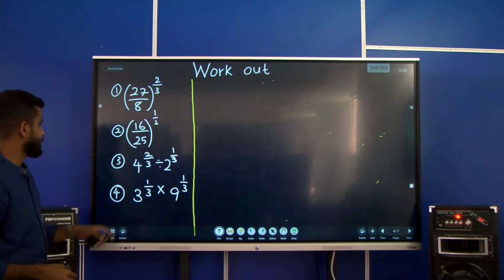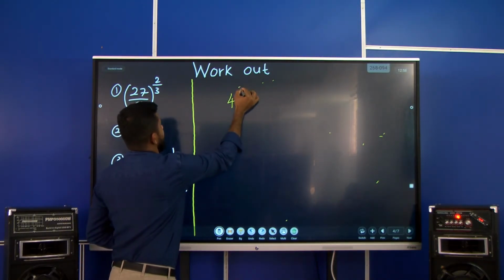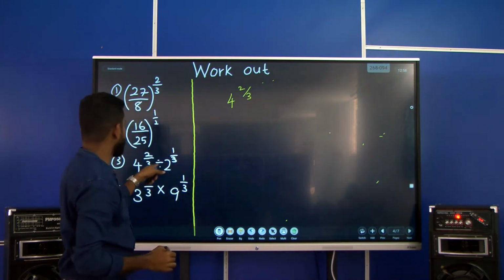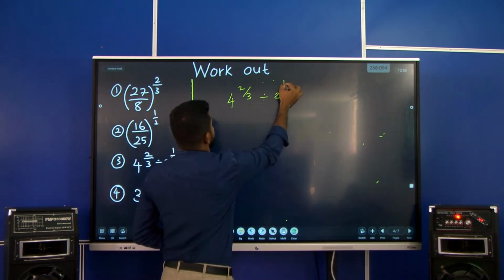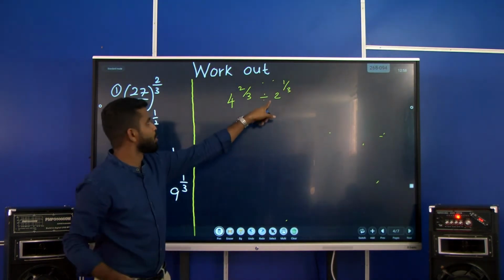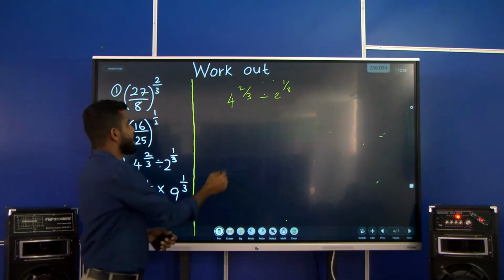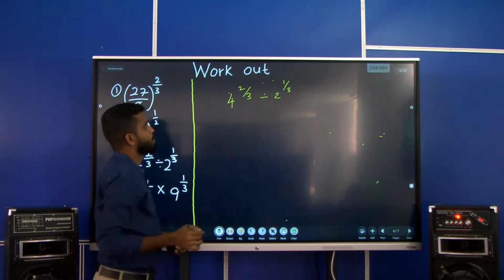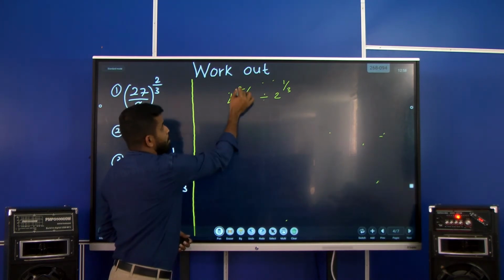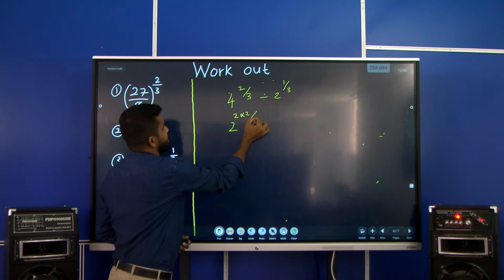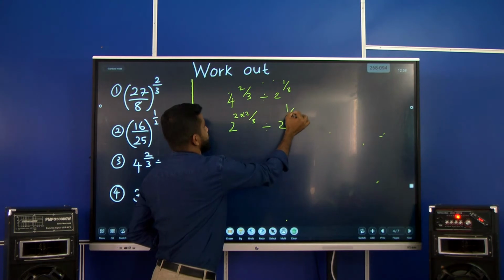And I think we can come back to the third question: 4 to the power 2/3 divided by 2 to the power 1/3. Since here we have 2 and here 4, it's better for us to take the base of 2. So this 4 I'm supposed to write as 2 to the power 2. So see here, 2 to the power 2 raised to the power 2/3, divided by 2 to the power 1/3.